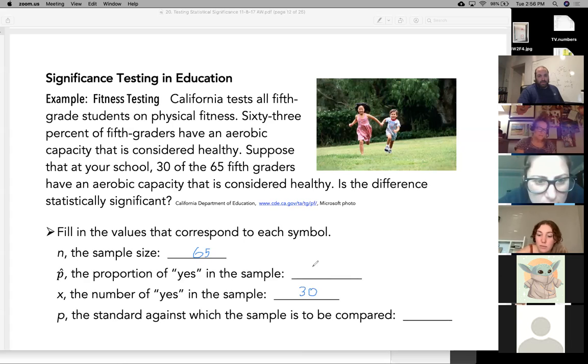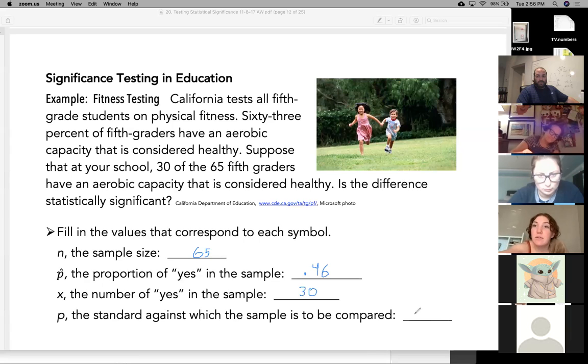30 out of 65, which is about 0.46. Wheat or white bread. Okay. Now, we are testing whether our school conforms with California. So what are we testing against? The 63%. Our result of 0.46 seems pretty far away from 63%. Is it far enough away from 63%? That's the question. Well, let's scroll down and see what comes next.